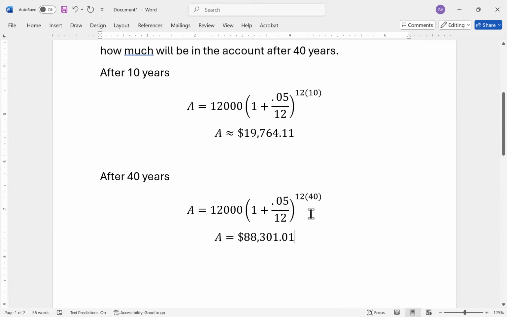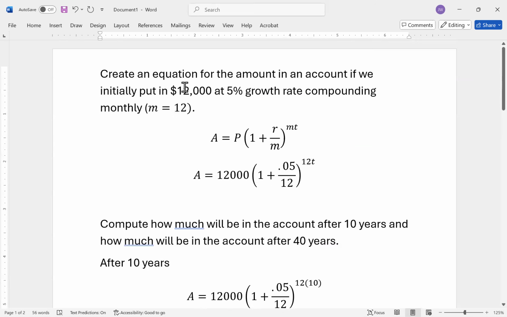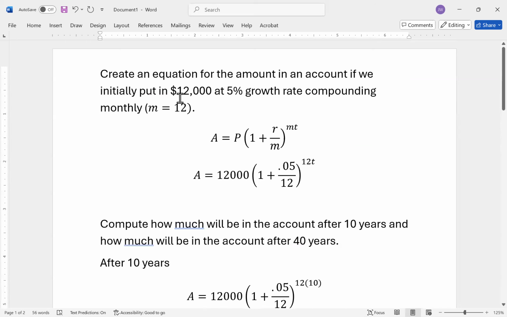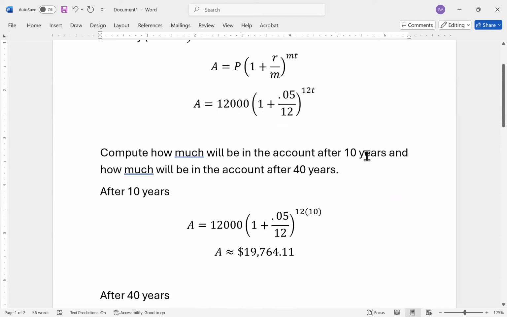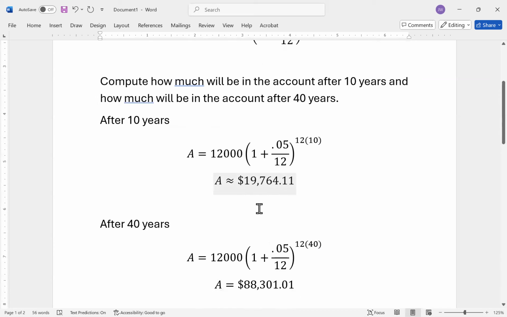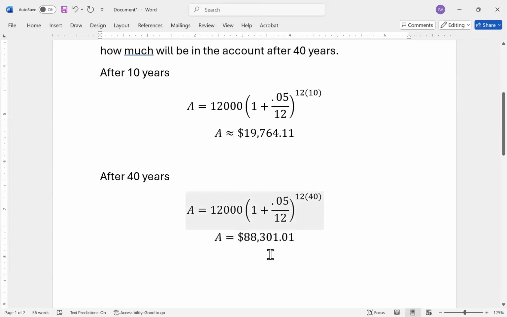So there you go. I want you to notice that we started with 12,000. In the first 10 years, we gained about $7,764. So a little less than 8,000. But in the next 30, we gained quite a lot. In the next 30, we went from 19,000, almost 20,000, to about 88,000. That's a much bigger gain than the first 10 years.